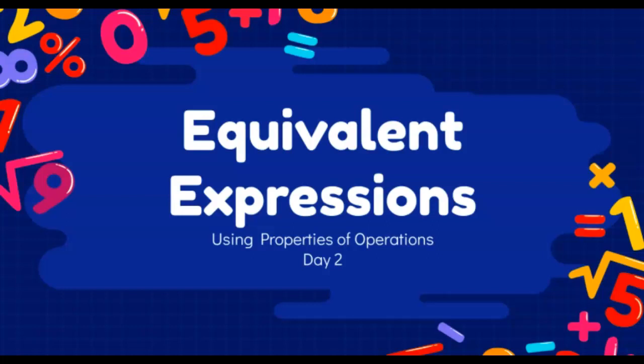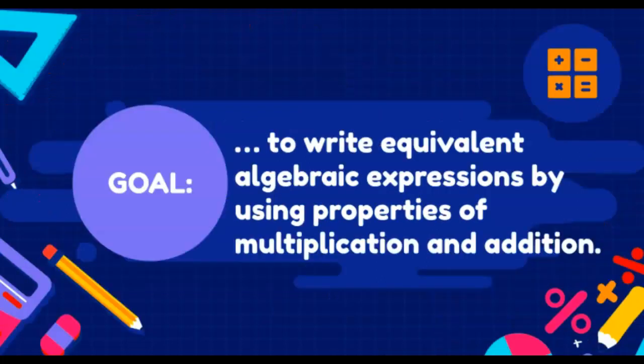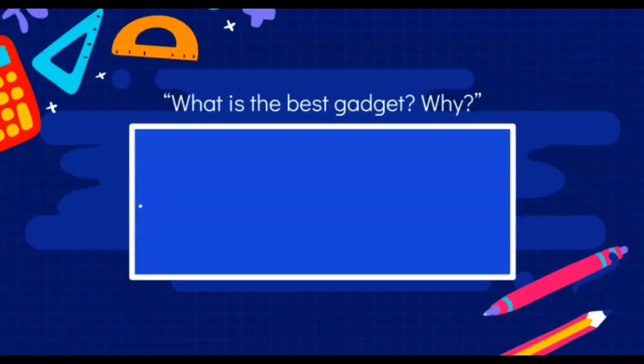So we're gonna be working on equivalent expressions, and this is our day 2 because yesterday we really struggled in understanding the lesson. So our goal is to write equivalent algebraic expressions by using the properties of multiplication, right? If you remember the properties of multiplication: distributive property, commutative property, associative property. Those are the 3 basic properties that we need to remember all the time.